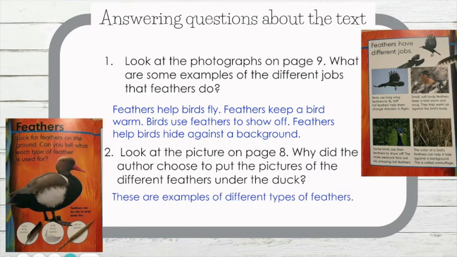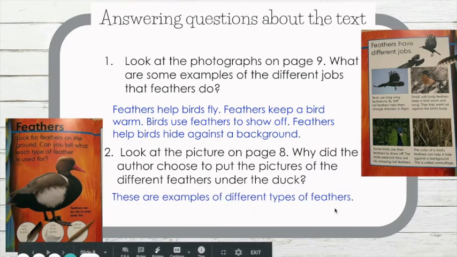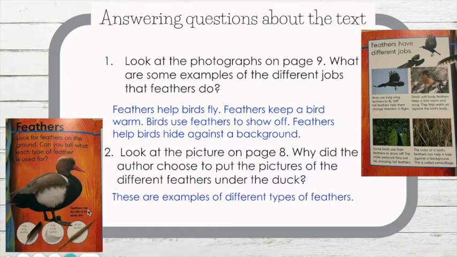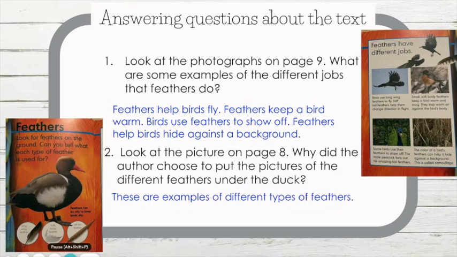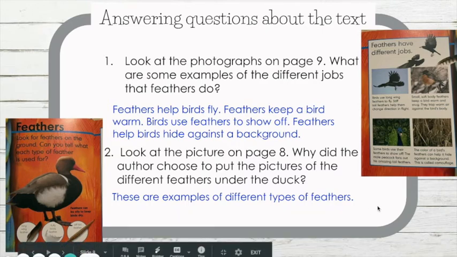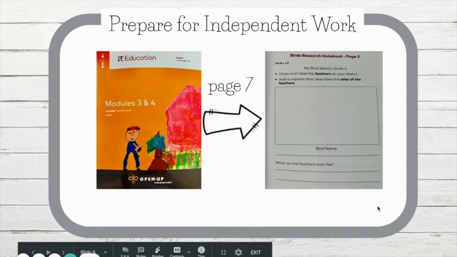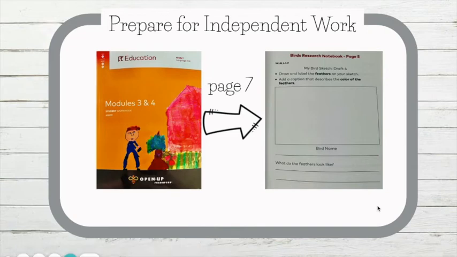Good. Because they're different examples. These are examples of different types of feathers. Right here it says feathers can be oily to keep birds dry. And this page 8 was really about looking at different types of feathers. So the author gave us some up-close examples. Good job answering questions about the text. Let's prepare for our independent work.